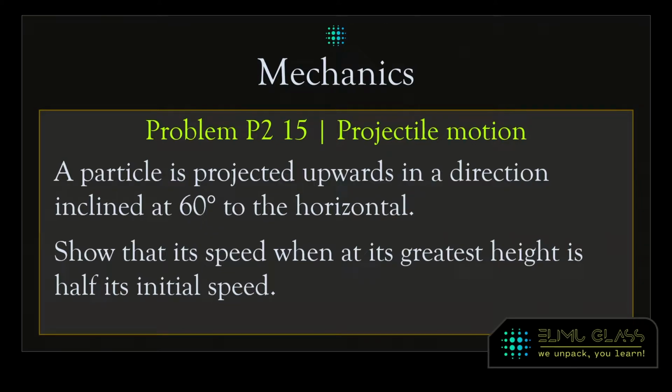Here is a question, P215 on projectile motion under the topic mechanics. A particle is projected upwards in a direction inclined at 60 degrees to the horizontal. Show that its speed, when it is at its greatest height, is half its initial speed. Okay, let's see how we answer this question.